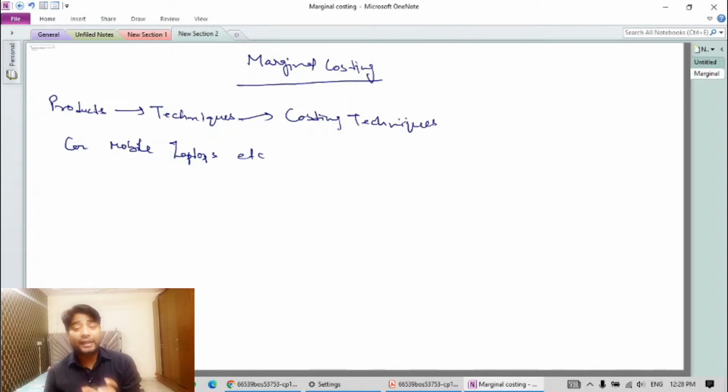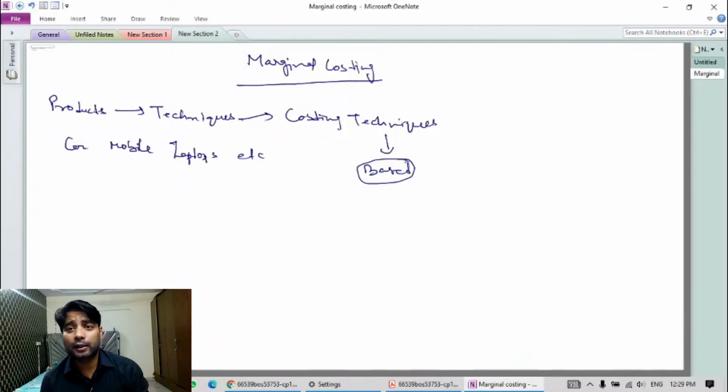So costing techniques are based on the type of your product. In simple terms, it means what you are producing, what you are manufacturing. As you may already know, there are various kinds of products, and for making that kind of product we need costing techniques.